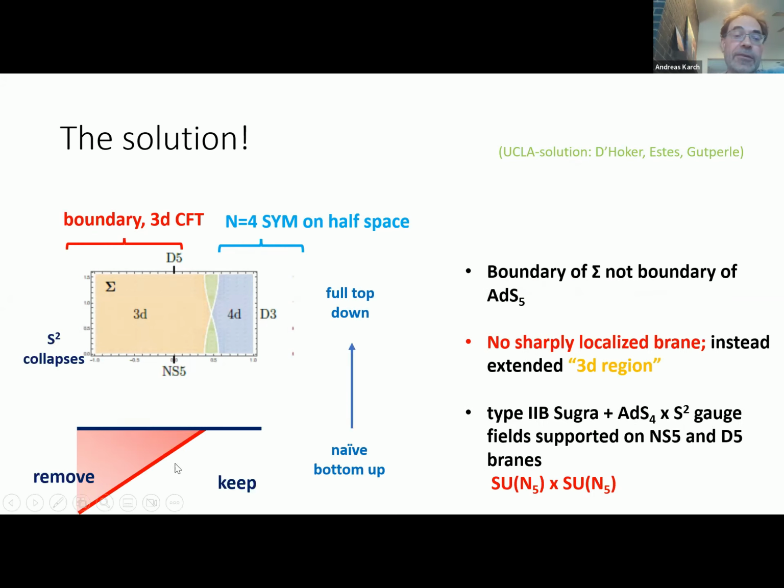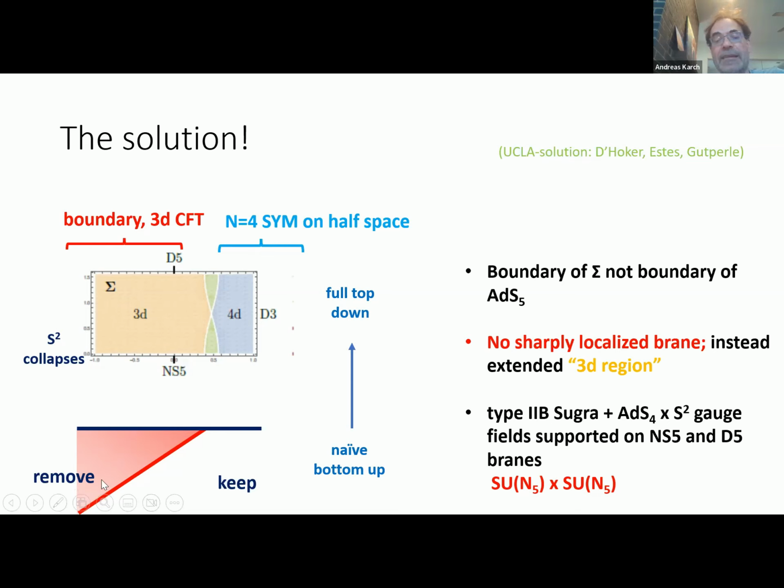If you want to compare this to the naive bottom-up model, basically this 4D region is the right-hand side, the part of spacetime that I keep, including half of the boundary of the original AdS5. And then this left part of spacetime where everything collapses to a point, that's this little wedge that we remove. In particular, the boundary of sigma is not the boundary of AdS5. It's the boundary of AdS5 sitting way far to the right in this 4D region. There's no sharply localized brane, right?